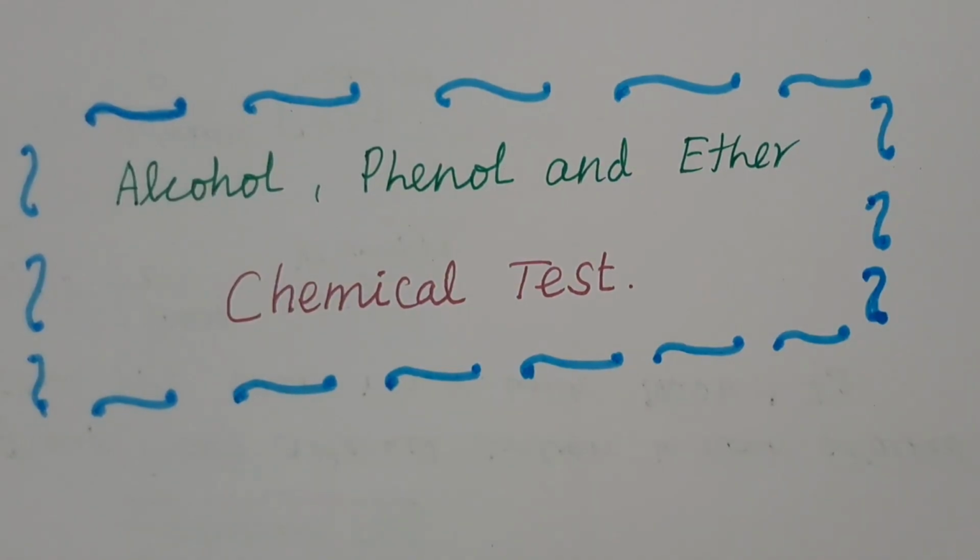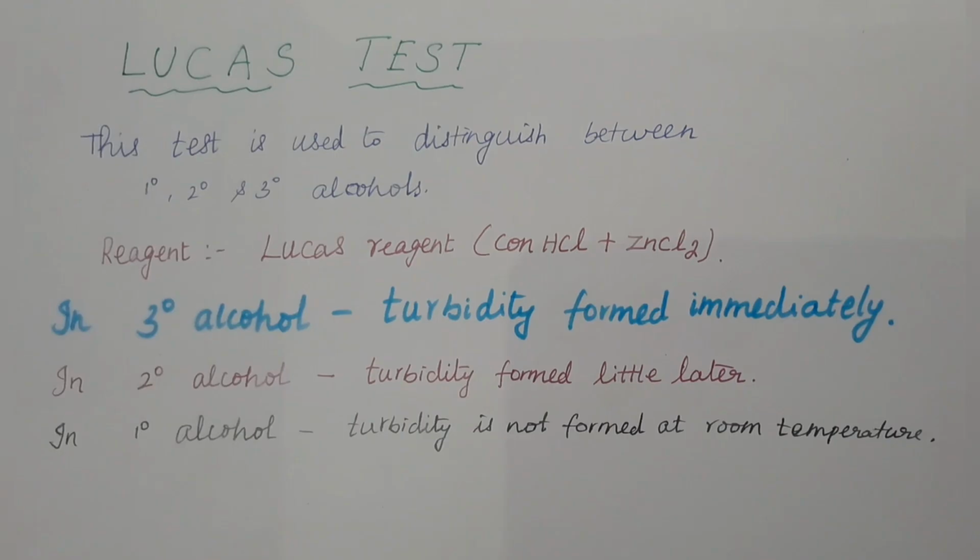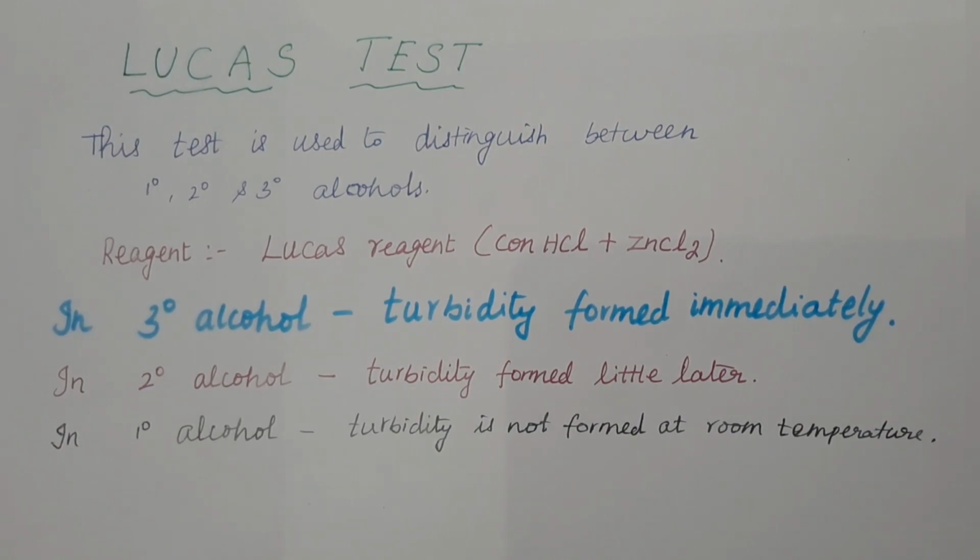Chemistry Corner. Today we will see chemical tests for alcohol, phenol and ether. Lucas test. This test is used to distinguish between primary, secondary and tertiary alcohols. The reagent used in this test is called Lucas reagent.